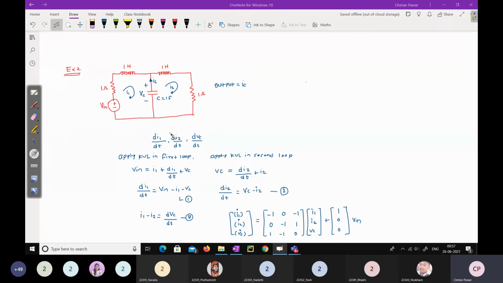Apply KVL in the second loop. So Vc will be equal to di2 by dt plus I2. If we arrange it, di2 by dt equals Vc minus I2. This will be the second equation. So these two, 1 and 2, are the input equations.